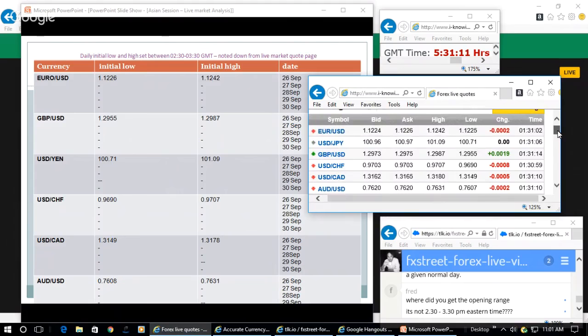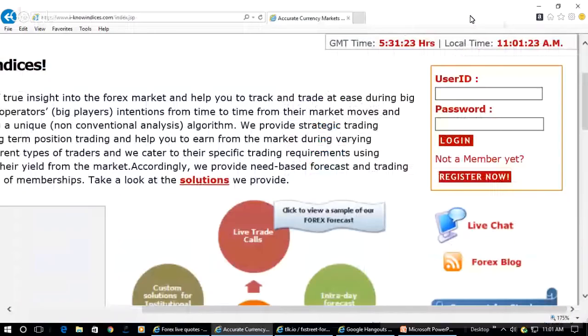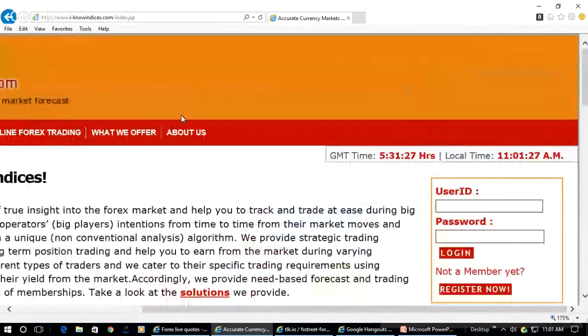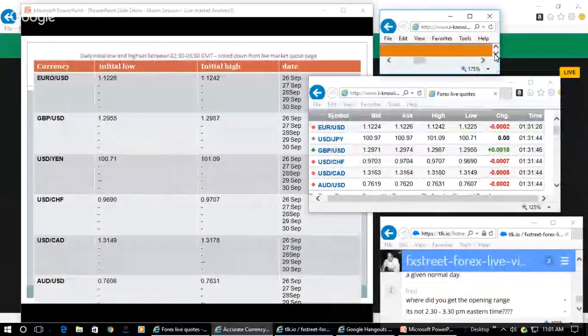What I do is I use the quote page and the GMT time from my website. Because in my website, for those of you not in a position to calculate the GMT time, you come across that this is my website, inoindustries.com. There you come across your local time as well as the GMT time mentioned. So it calculates the time difference between the GMT and your local time and constantly gives you the GMT time for you to monitor the market. So that way you can use the GMT time from this page and the quote from the live market quote page.